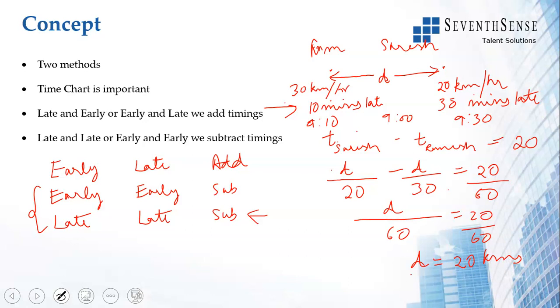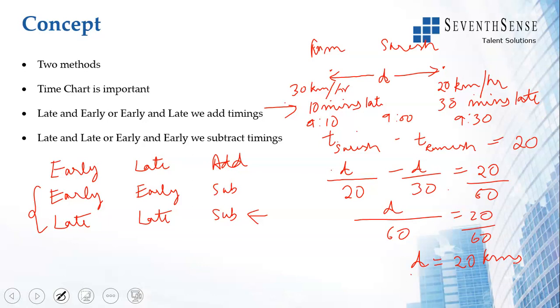So this is known as the time chart method. Key things to remember is you assume a time, generally take it as 9 or 10 o'clock, and then see at what time the two people come in. If they are both early or both late, you subtract the time by which they are late. Here it is 10 minutes late and 30 minutes late. You do 30 minus 10, which is equal to 20 on the right.